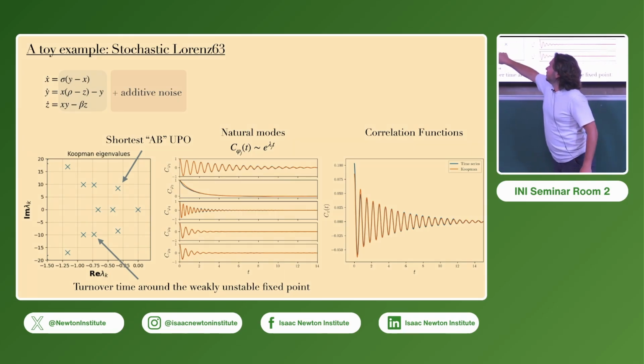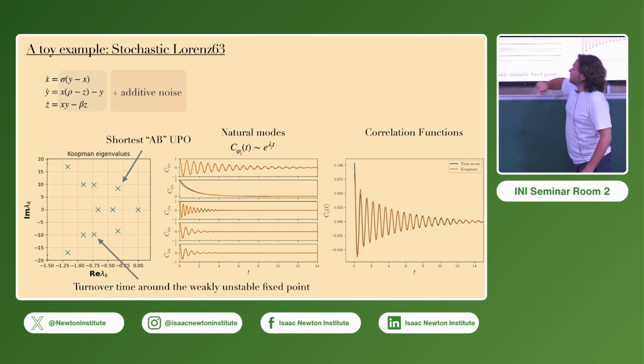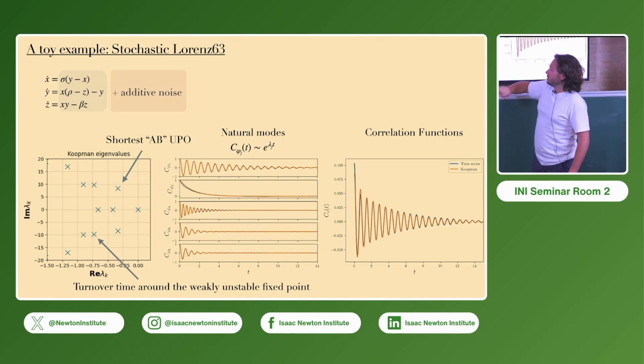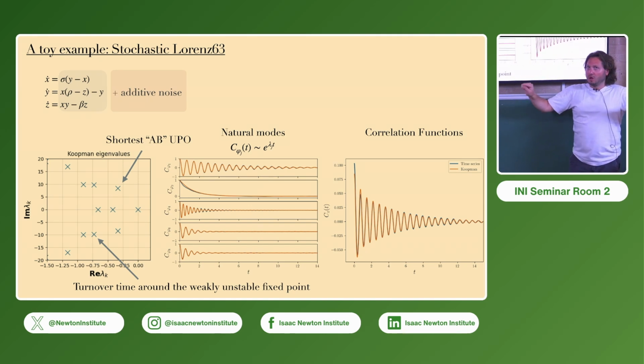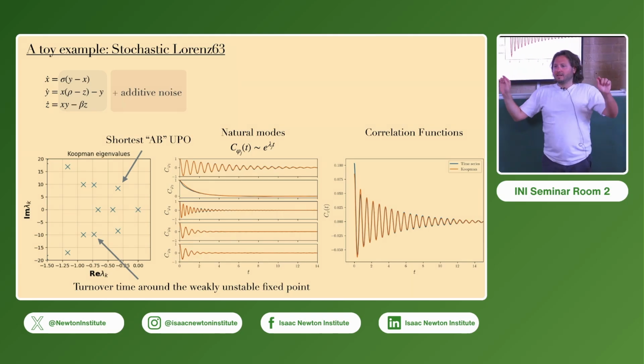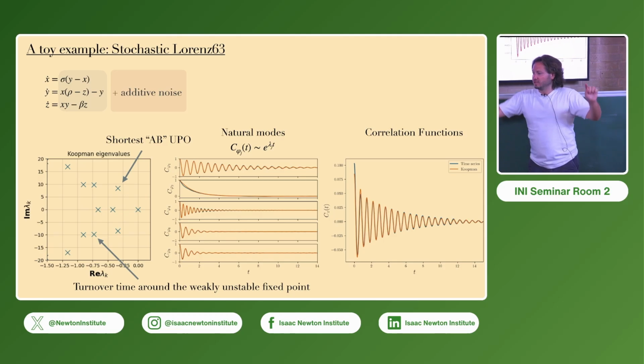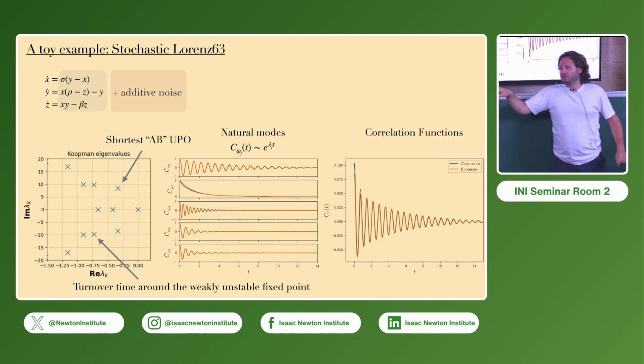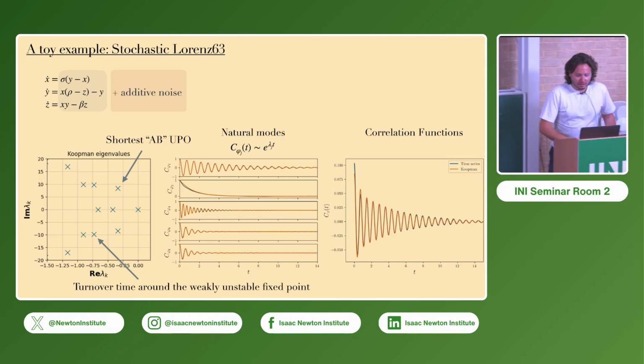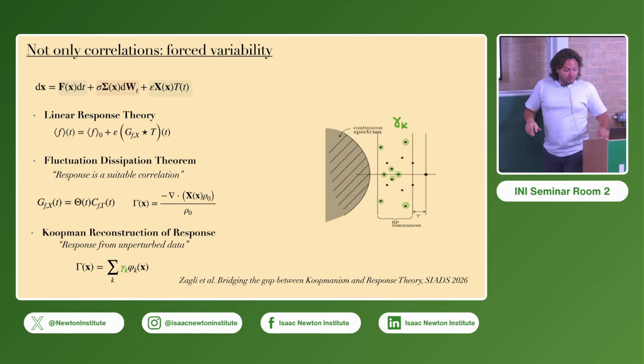And this eigenvalue here has a frequency that is something like the turnover time of the weakly unstable fixed point in the lobes. So it basically tells you how much you turn around a lobe. And the point, yes.